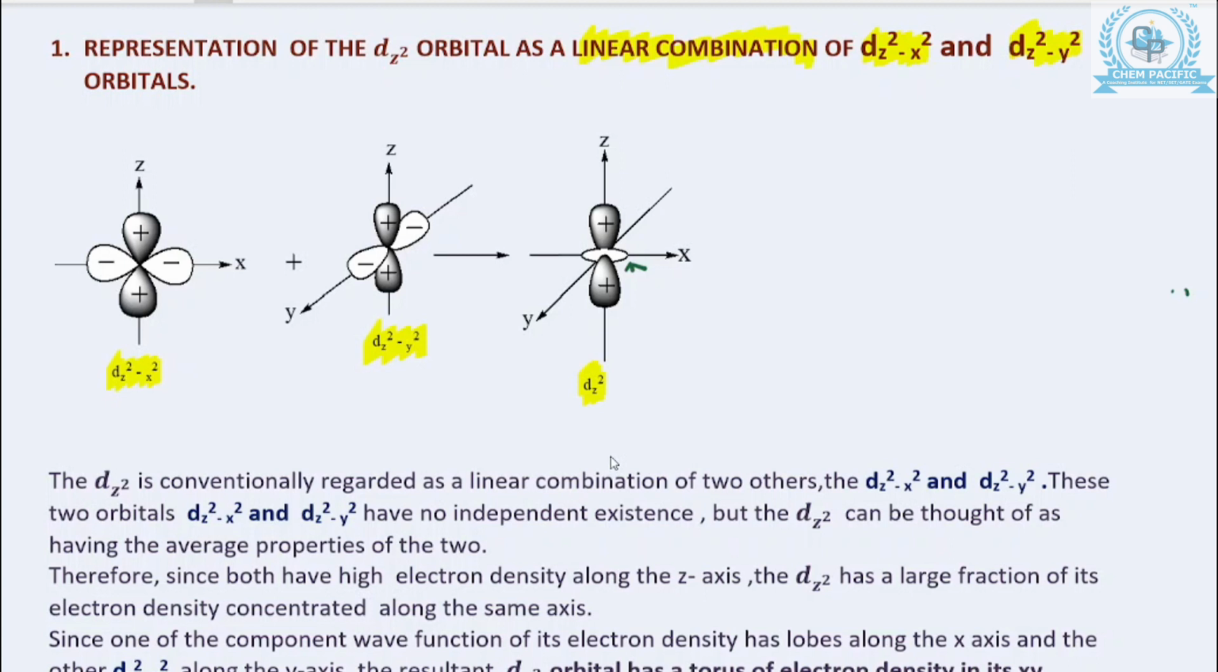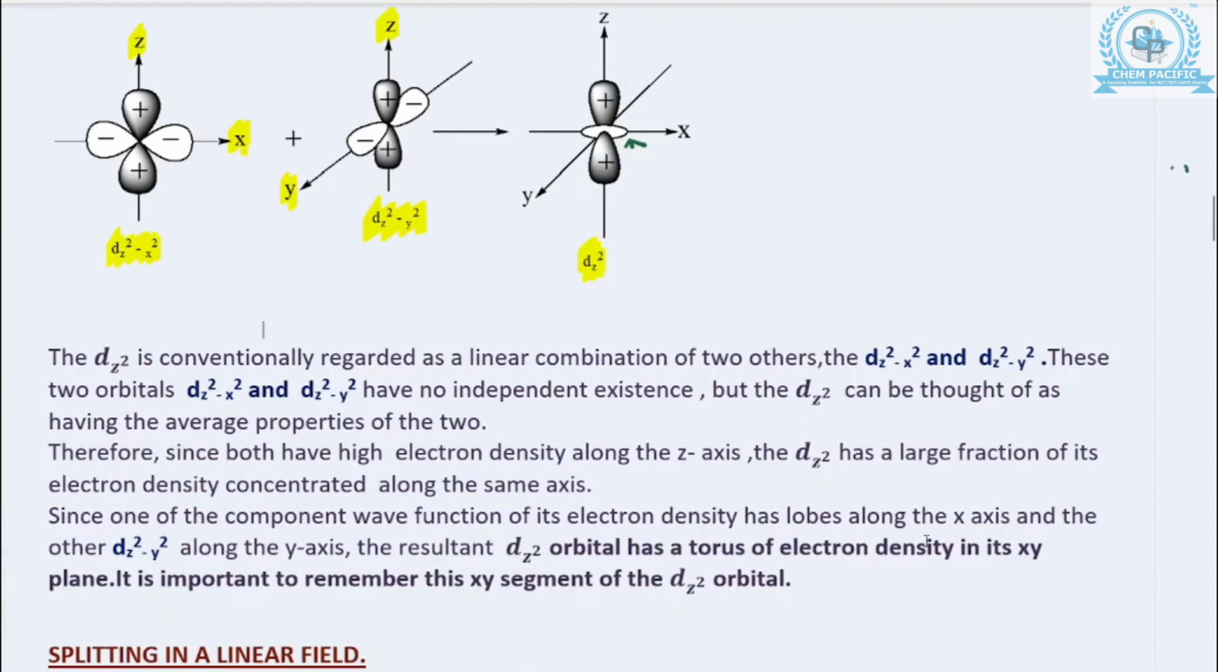You can see that this dz square minus x square is lying along the z-axis and x-axis, and this is lying along the z-axis and y-axis. Now, these two orbitals, dz square minus x square and dz square minus y square, have no independent existence, but they are thought to be combining, and it is thought that the linear combination of these two orbitals results in the formation of dz square. That is why this dz square has the average properties of these two.